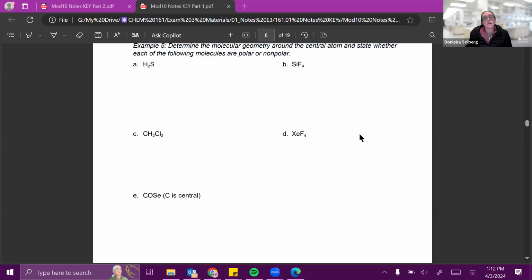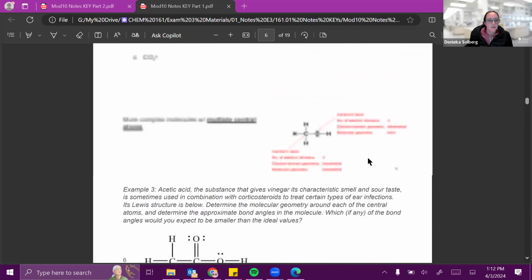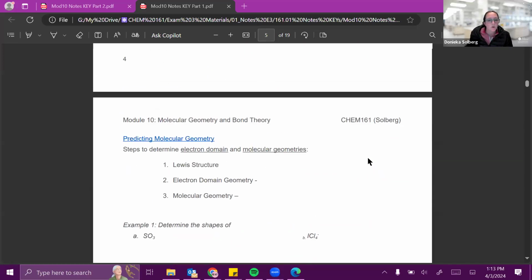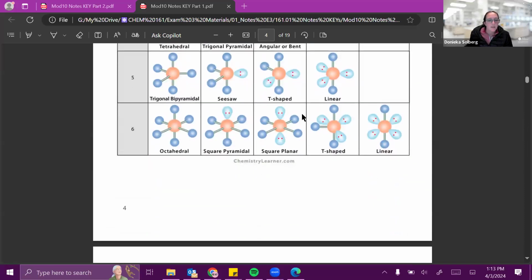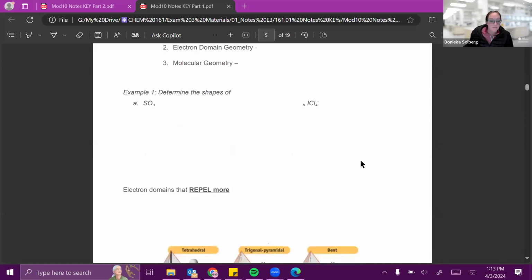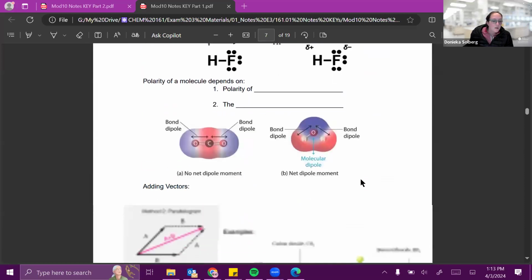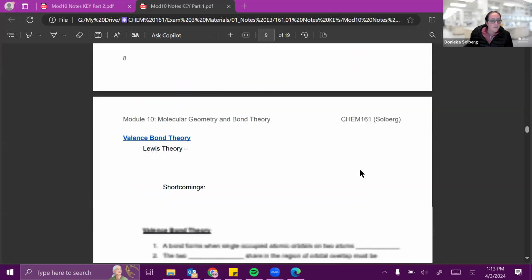So most of the time dots on the middle mean it's going to be polar. The only time they would cancel out is if it is square planar. So I'm going back to my shapes here. This is the only time that if you had dots on the middle, if all these things were the same, they actually would cancel out. Otherwise, if you've got dots on the middle somewhere, it's probably polar. Okay. Let's see. So that was polarity.